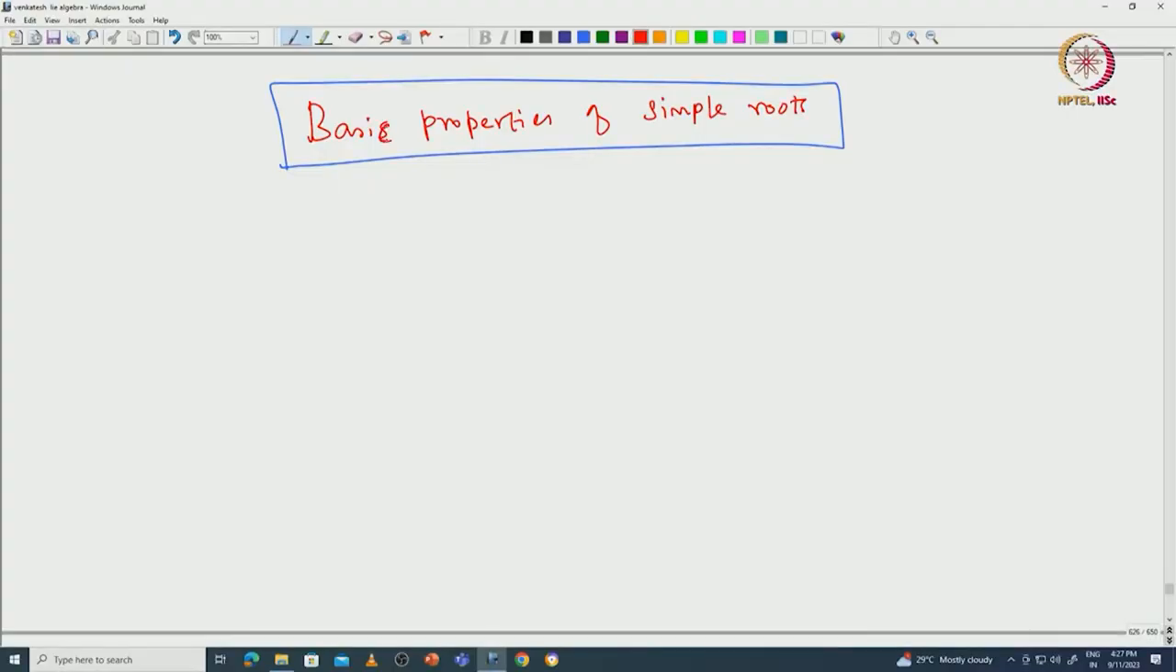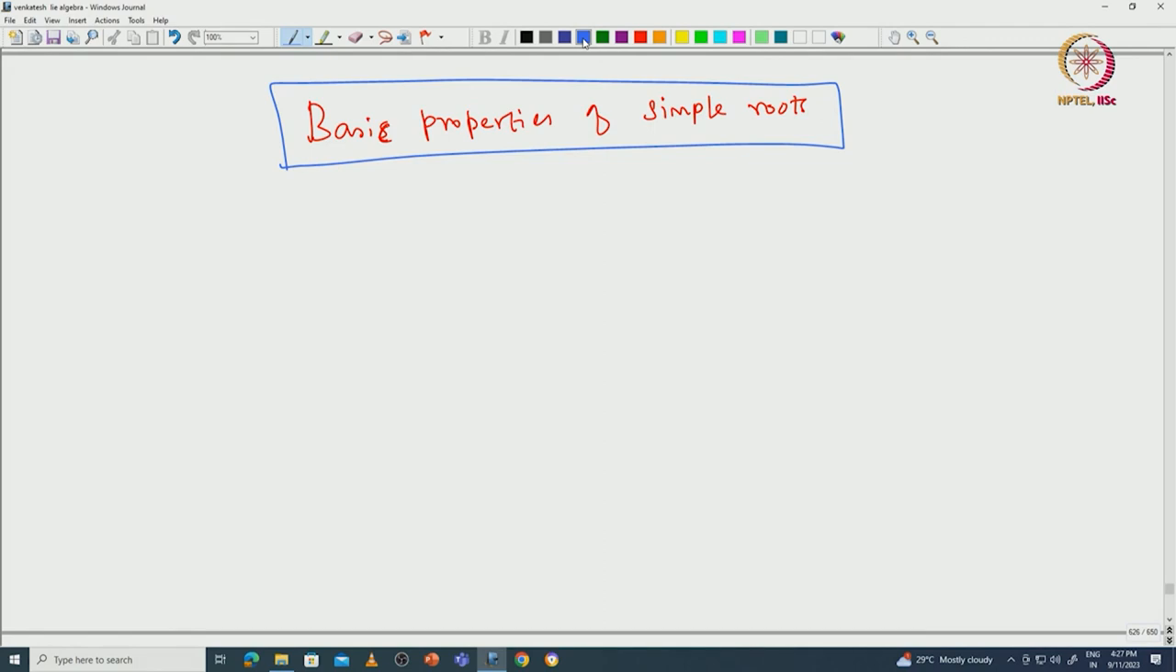Welcome back everyone. In this lecture, whatever properties that we had postponed in the last lecture about simple roots, I will prove now. These basic properties are going to play a vital role later. So, let us prove them. Actually, they are very important in order to understand the set of roots.